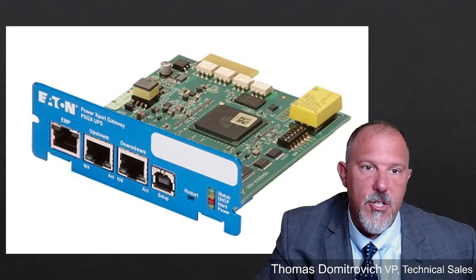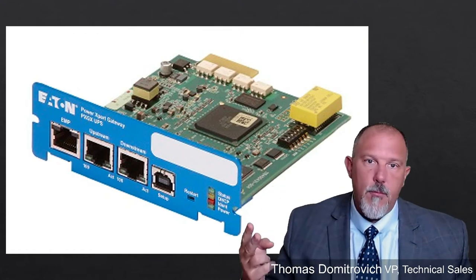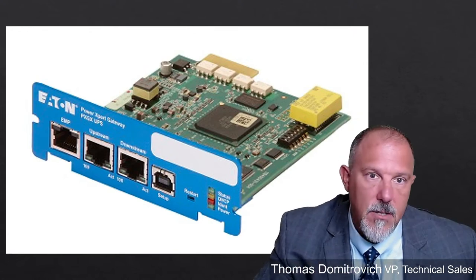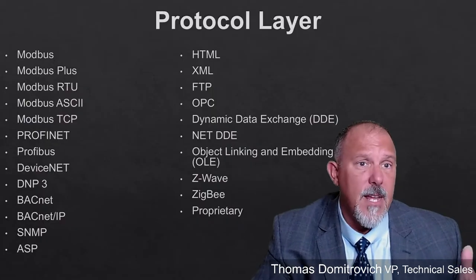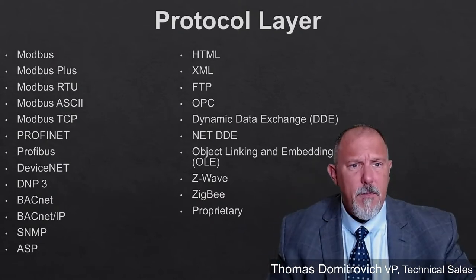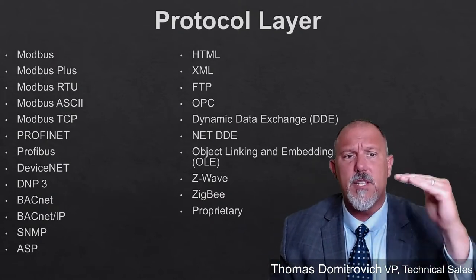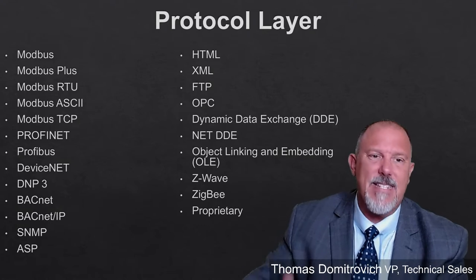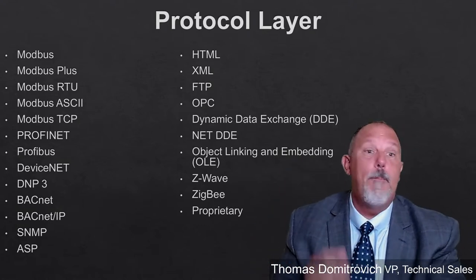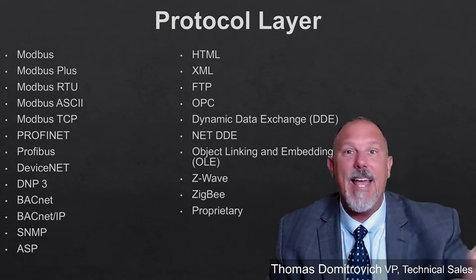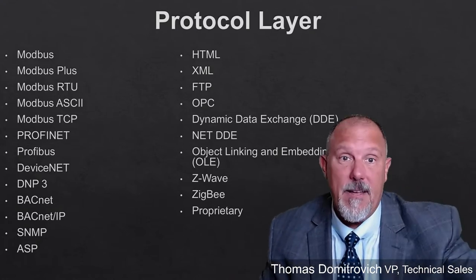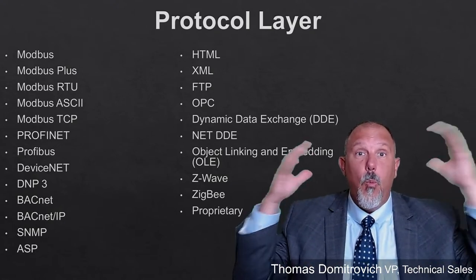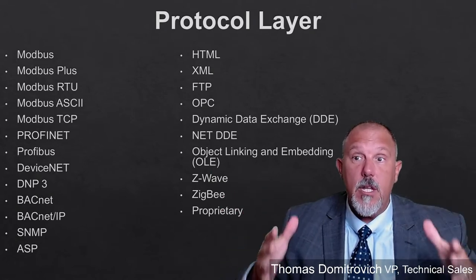This is a board we make. That's your gateway. There's a microprocessor on there. There's memory on there. It plugs into your computer, and it will communicate with all of our devices on the network. It has our protocols. Now, there's a ton of protocols. You've got Modbus, and there are different methods of Modbus: Modbus Plus, Modbus RTU, Modbus ASCII, Modbus TCP. You've got Profinet, Profibus, DeviceNet, DNP3, BACnet, BACnet IP, SNMP, Active ASP, HTML, XML, File Transfer Protocol (FTP), OPC, DDE. Whoa. It gets really complicated.